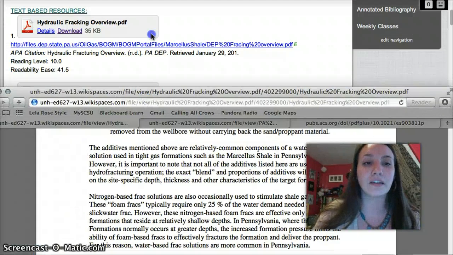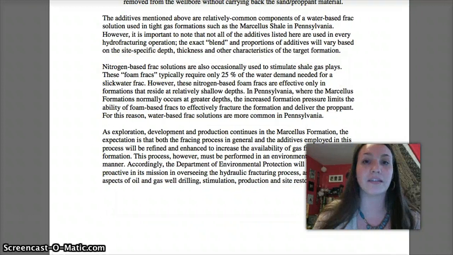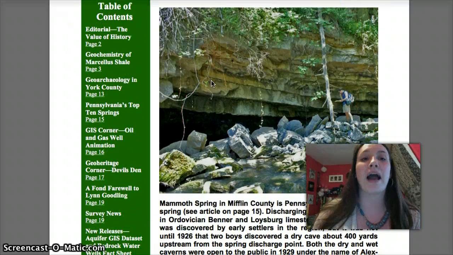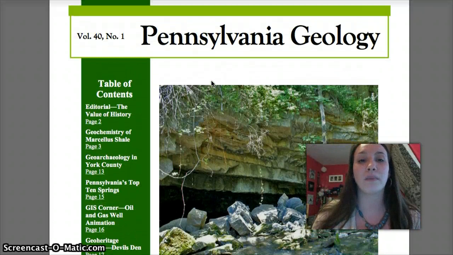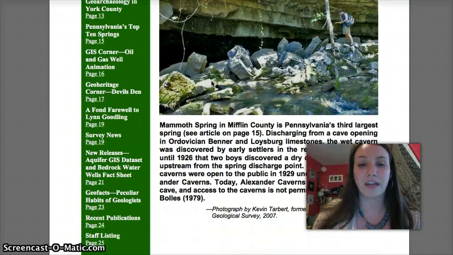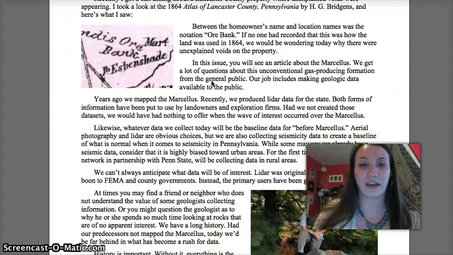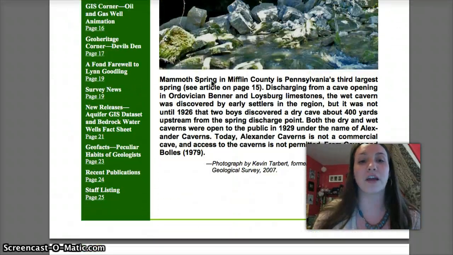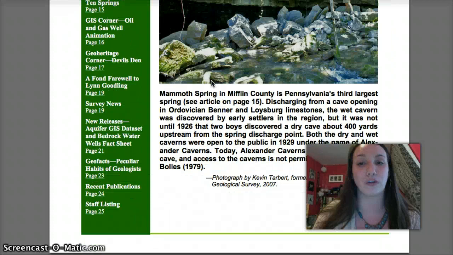My next text-based resource, however, is not just on grade level, but it goes above and beyond. I have a Pennsylvania Geology Journal, Volume 40, Number 1, and this came out in spring of 2010. And now this journal has 6 different articles that would pertain to the unit.